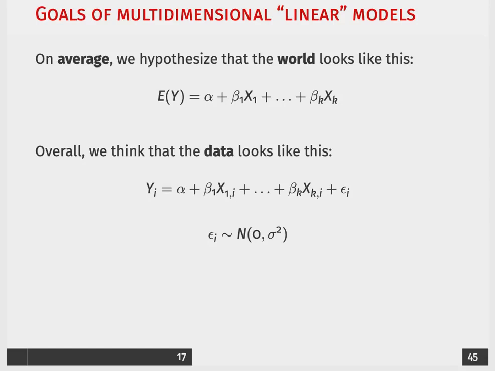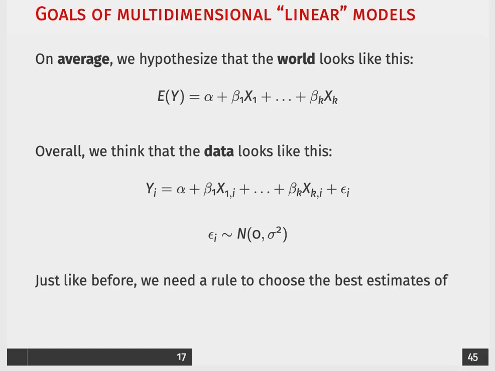And again, what we're going to have to do is we're going to have to choose the best rule to find what is the best estimate of those parameters that we're interested in. So we're going to need to find the best estimates of our intercept, of that variance, and of our betas for all of our covariates.